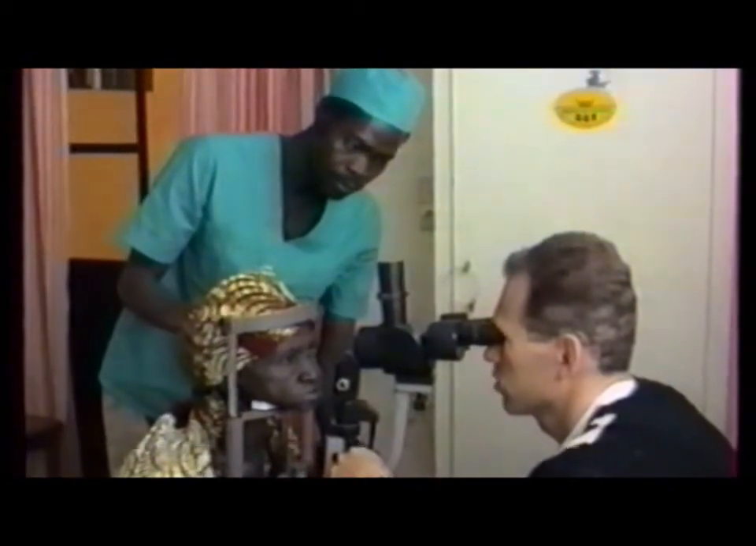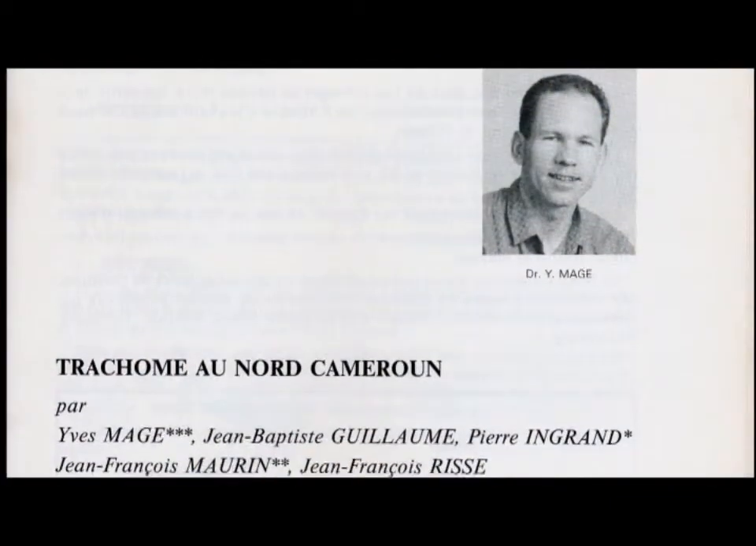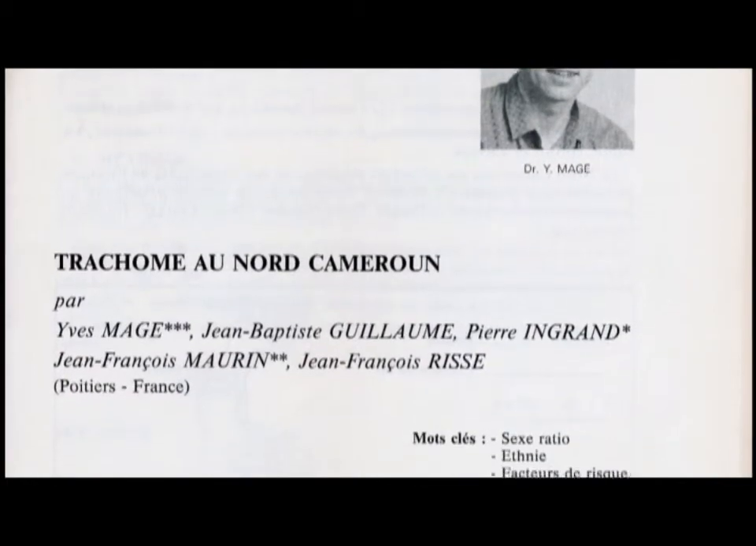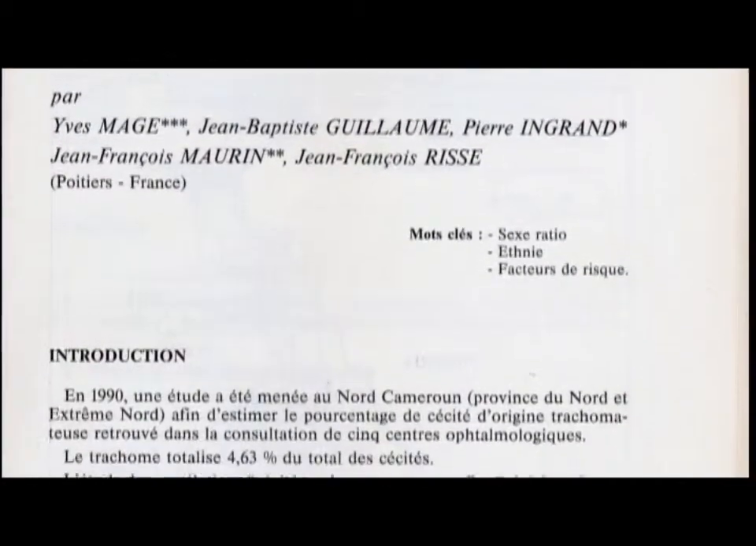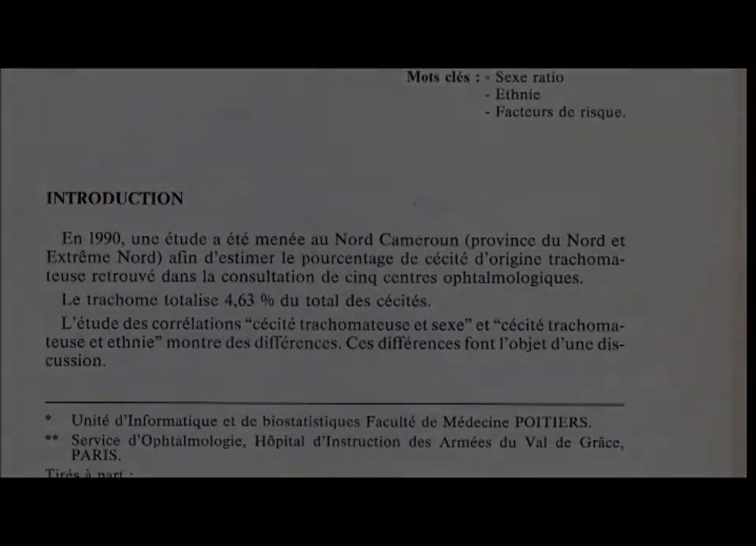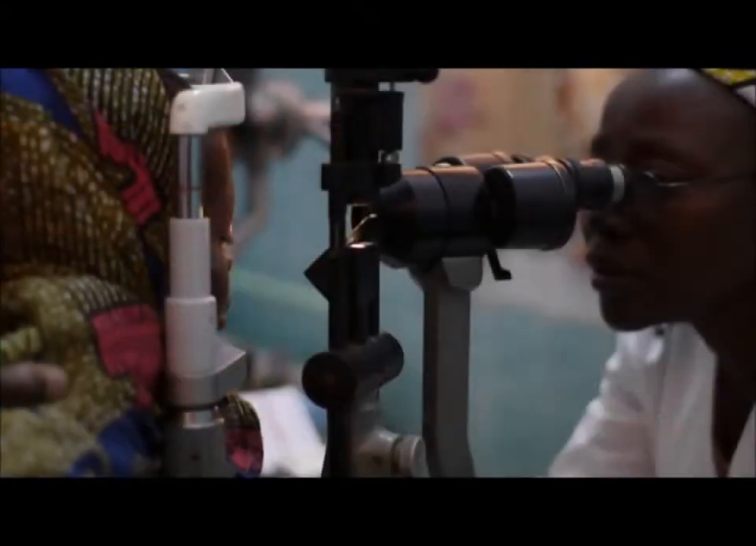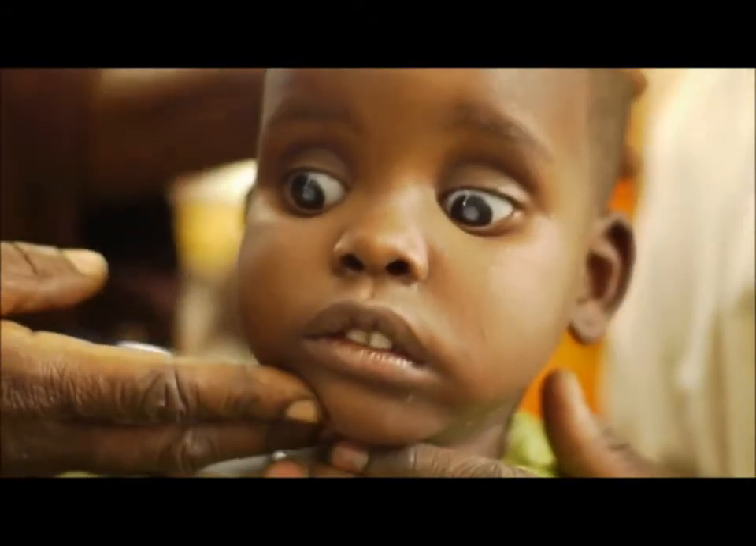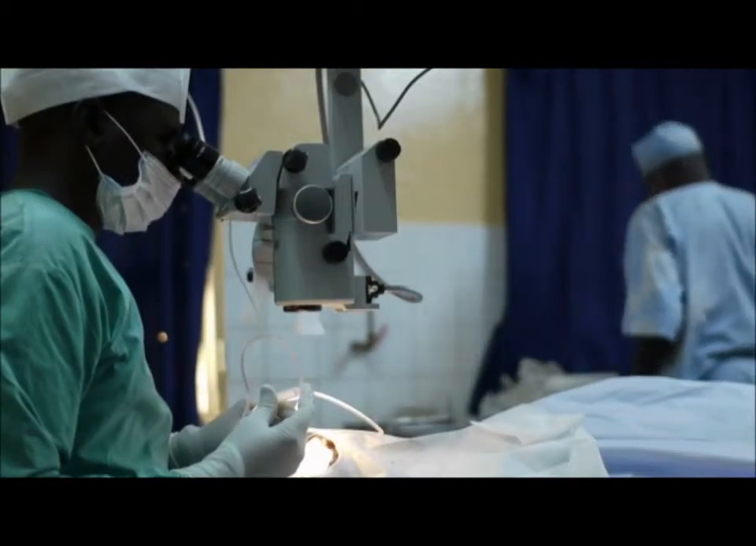In 1989, Dr. Yves Mage found a trachoma-related blindness rate of 4.6% in the ophthalmology clinics run by the NGO Ophtalmo Sans Frontières in the far north of Cameroon. It must be said that 20 years ago, OSF, a tiny NGO, had to deal with other public health problems, in particular cataract and a phenomenal number of these patients needing care. Nearly 1 person in 3 in our clinics.